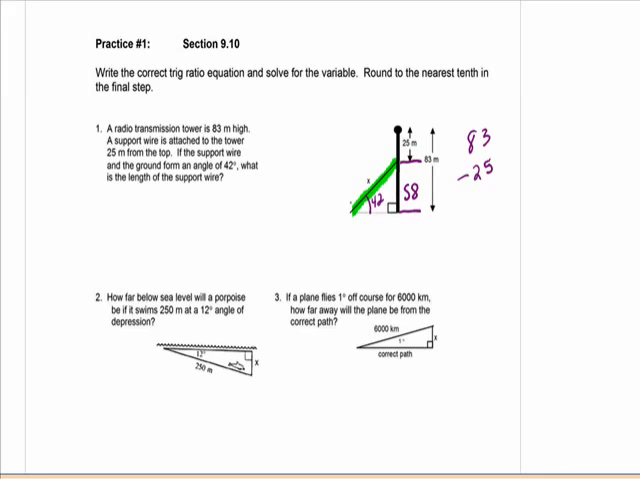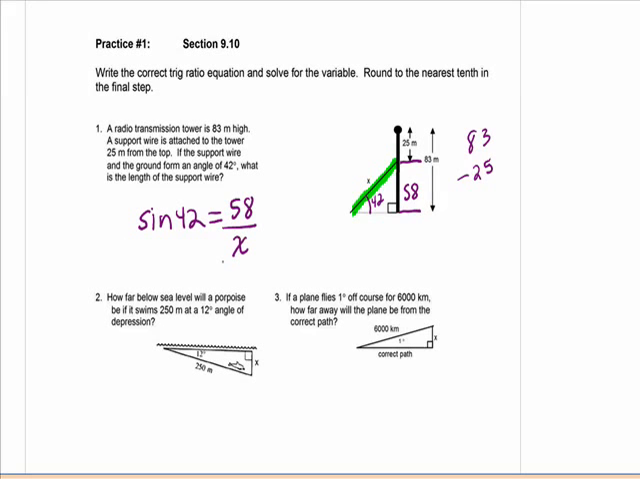Now, relative to our 42 degree angle, what two sides do we have? We have the opposite and the hypotenuse. So that would be opposite over hypotenuse. That is sine. Good. So let's take the sine of 42 degrees and set that equal to the side opposite, which is 58, over hypotenuse x.